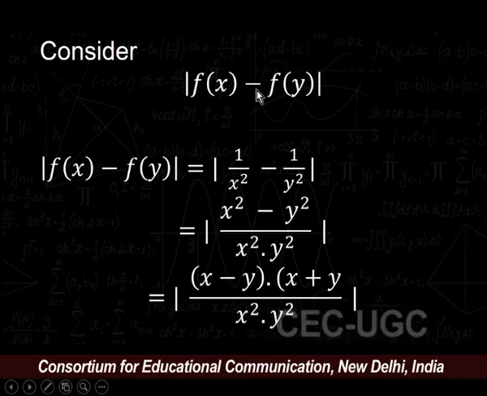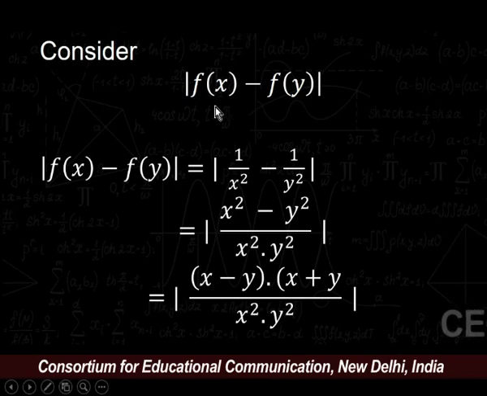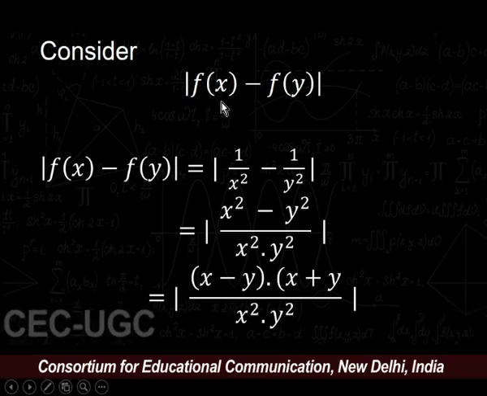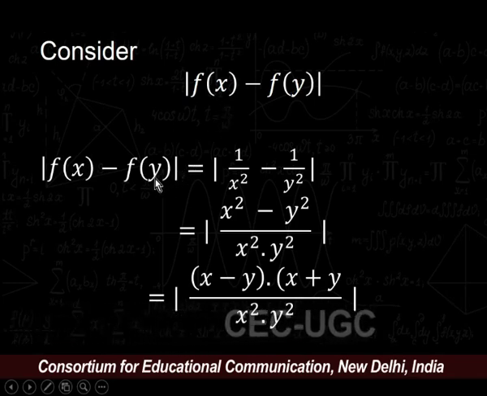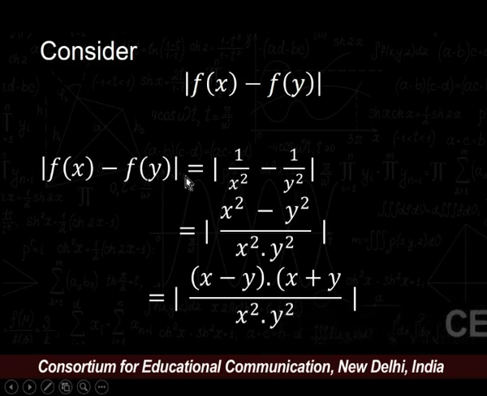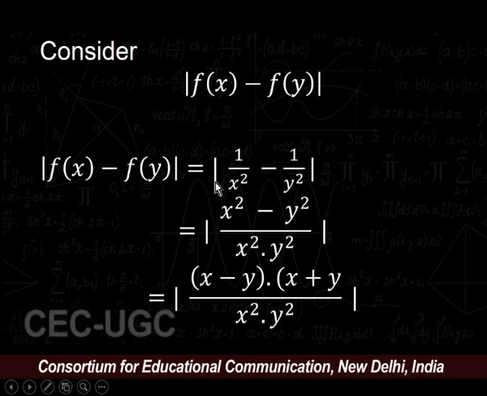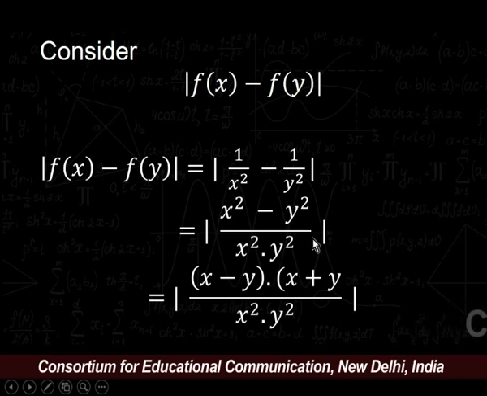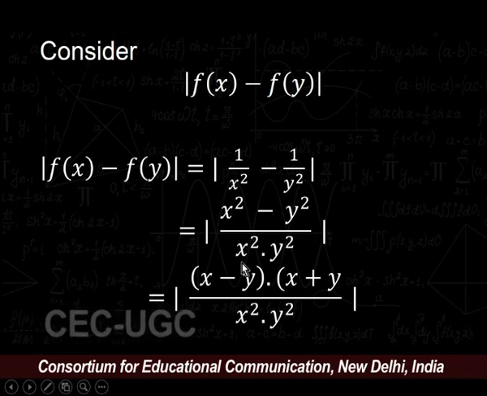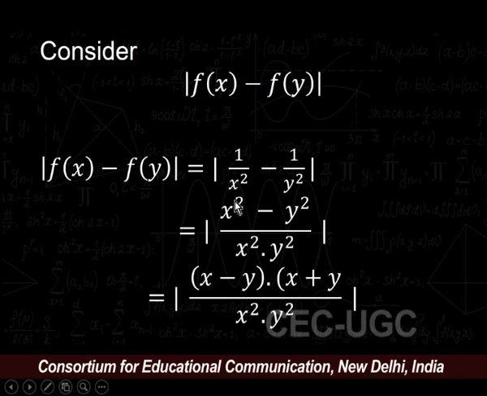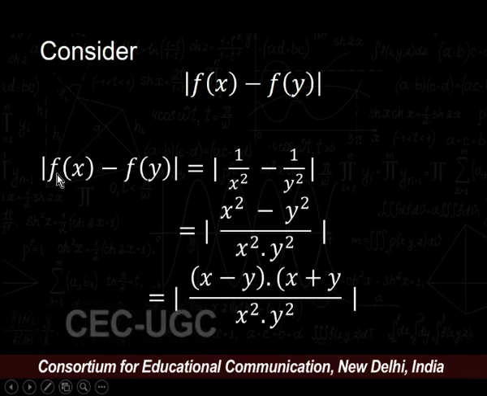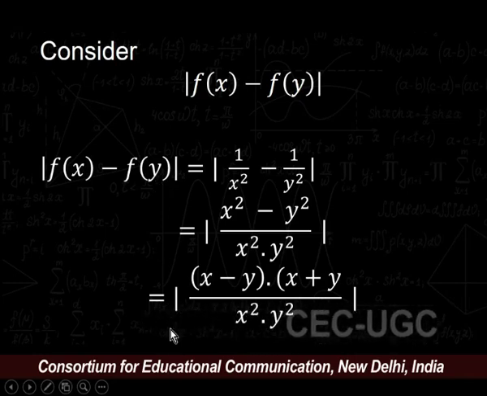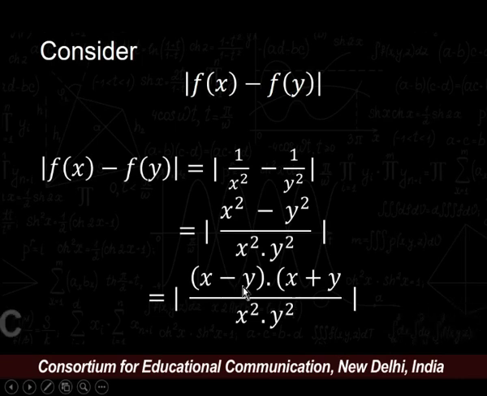Now, consider |f(x) − f(y)|. As we know, the value of f(x) is 1/x². In a similar way, we can define the value of f(y) as 1/y². So, |f(x) − f(y)| is nothing but |1/x² − 1/y²|. After taking the LCM, we get (y² − x²)/(x²y²). If we apply the formula a² − b² = (a − b)(a + b), we get |f(x) − f(y)| = |x − y||x + y|/(x²y²).